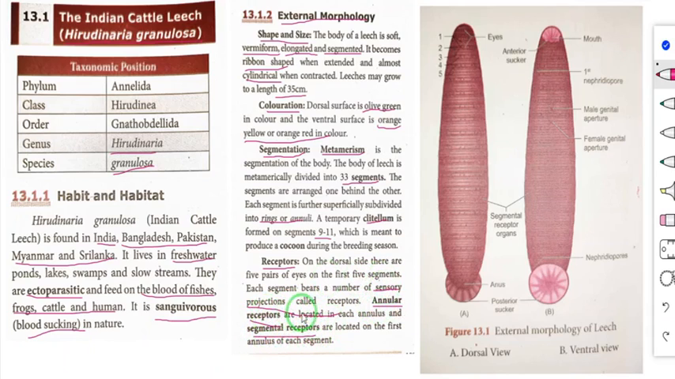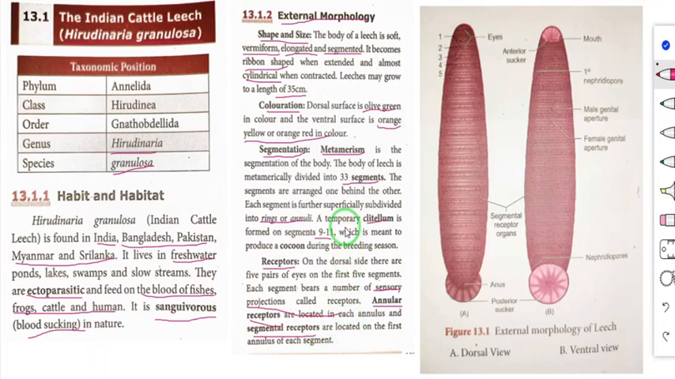So these annular receptors are located in each annulus. So first segment 1 annulus, second segment, like that. So these annular receptors are located in each annulus, and the segmental receptors are located on the first annulus of each segment. Each segment is divided into rings or annuli, you know, is it? So the annular receptors are present in any one of the annuli, and the segmental receptors are located on the first annulus of each segment.